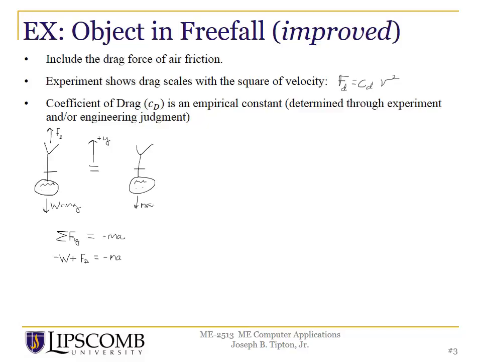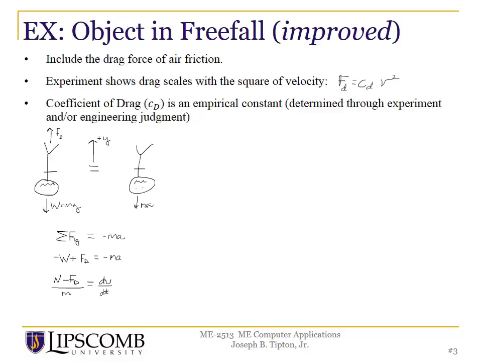Okay, let's move the mass over to the left-hand side and realize that acceleration is the time rate of change of velocity. If we do that, we end up with, and I'll take the negative over as well, so this becomes now W minus force of drag divided by mass equals the acceleration, which is the derivative of velocity with respect to time.